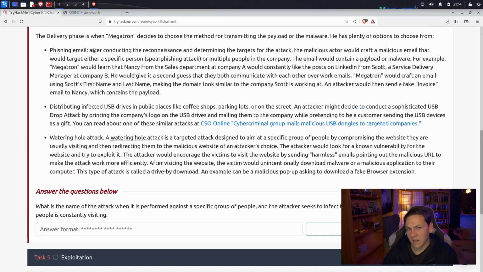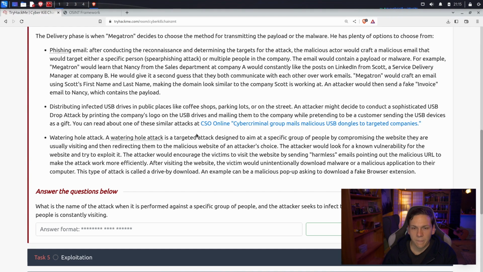Distributing the payload. The second way to distribute a payload would be by distributing infected USB drives in public places like coffee shops, parking lots, or on the street. An attacker might decide to conduct a sophisticated USB drop attack by printing the company's logo on the USB drives and mailing them to the company while pretending to be a customer sending the USB devices as a gift. You can read about one of the similar attacks at CSO Online. Cybercriminal group mails malicious USB dongles to targeted companies.